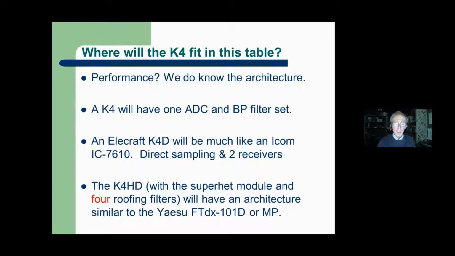That always seemed a bit much for me. But the K4HD will have a sideband roofing filter and a CW roofing filter for the main receiver, and the same for the sub receiver. So you have 4, period, end of discussion. And the architecture will be very similar to the FTDX 101D or the MP. So I'm going to guess, since most of the direct sampling radios are around 100 plus or minus a few dB, and the K3S is about 106 or 107, probably the HD will be about like that, maybe a little better, who knows, but that'll be the ballpark guess.